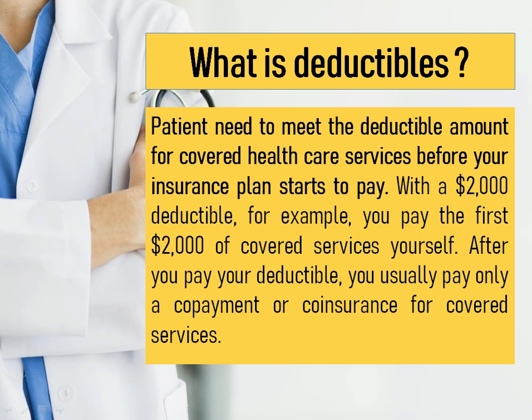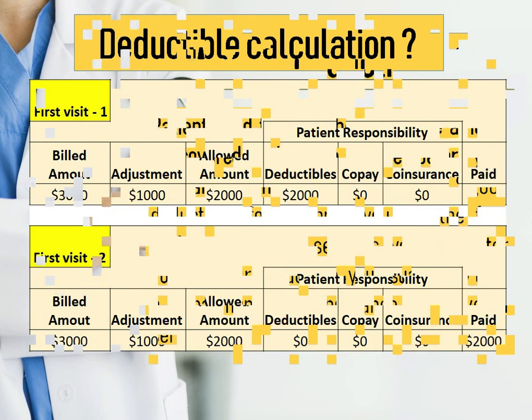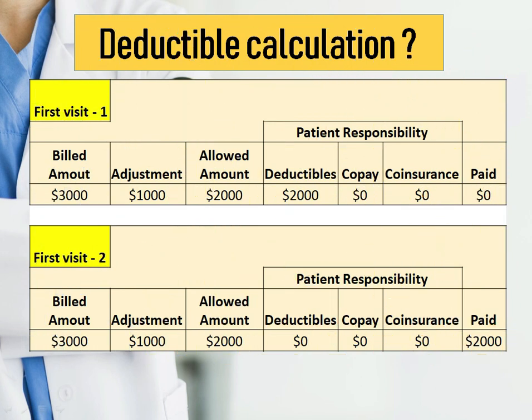So here the patient has to meet the deductible to start the insurance coverage. Unless the patient meets the deductible, the insurance company will not start paying for the claims. So we can see a few examples today. Here we have two examples. First, the patient is on the first visit, and the bill amount is $3,000 and the allowed amount is $2,000, and the patient has a deductible of $2,000.